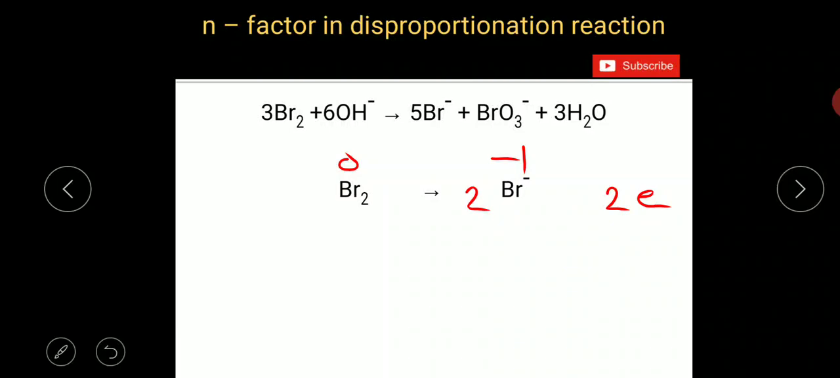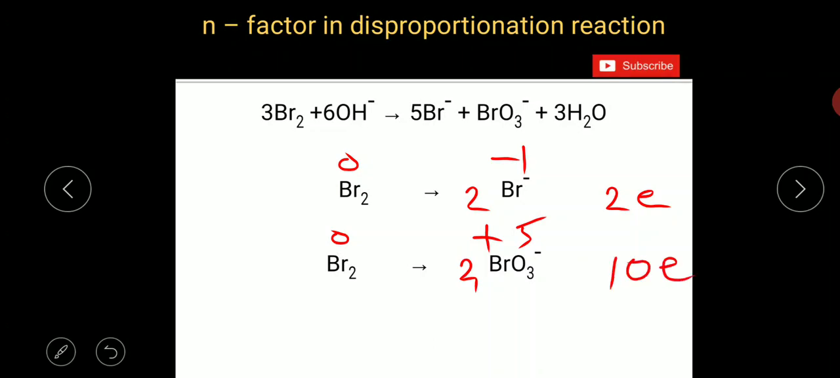Next, come to another part of the equation. Br2 is converted into BrO3 minus. Oxidation state of bromine in Br2 is 0 and oxidation state of bromine in BrO3 minus is +5. Here you can see the change in oxidation state by 5 units. But you need to balance this reaction in terms of bromine. When you balance it, you can see the number of electrons transferred equal to 10 electrons.